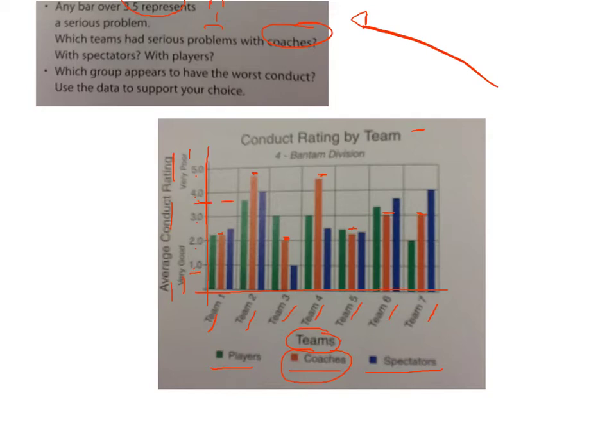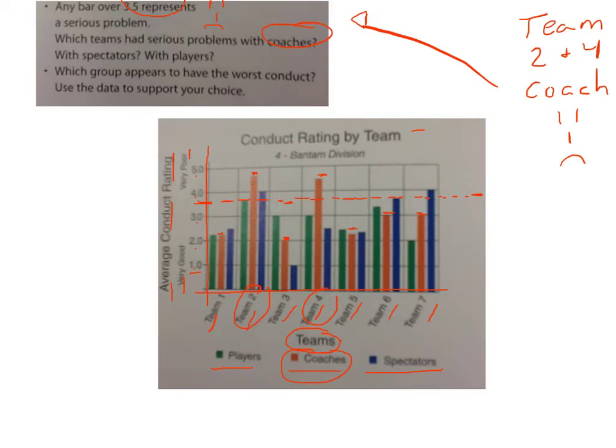Now, I don't have a straight line, so I apologize that it's not perfectly straight. So 3.5 is right about there. That dotted line I just drew. So right now you can see pretty clearly Team 2 and Team 4. Team 2 and Team 4 seem to have a problem with their coaches. They're going to need to be spoken to.